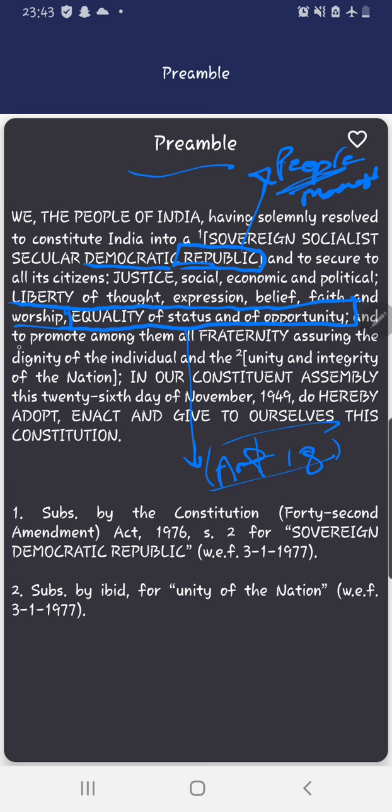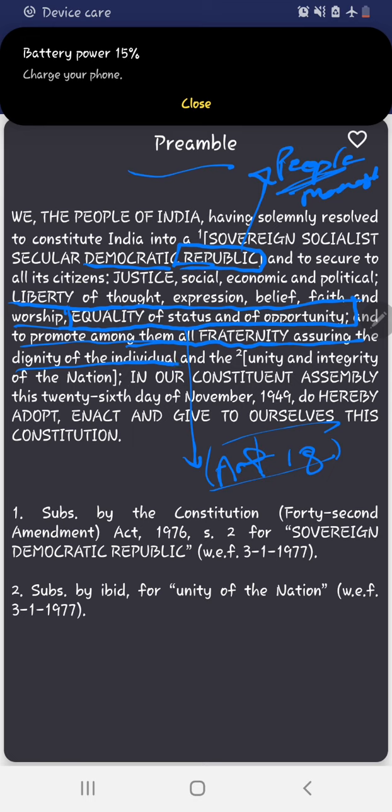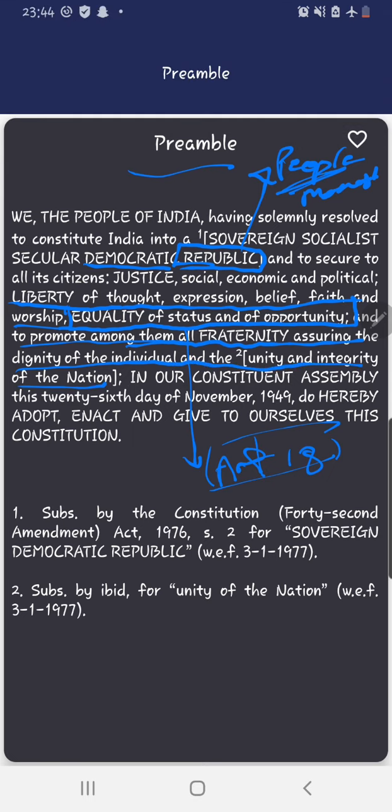Further, the constitution aims to promote among all citizens fraternity, which is a sense of brotherhood. This is taken from the French constitution, assuring the dignity of the individual and the unity and integrity of the nation. In our Constituent Assembly, on the 26th day of November 1949, this day is very important, November 26, 1949, which is taken as our Constitution Day, when we adopted, enacted, and gave to ourselves this constitution. This was the text of our Indian constitution.